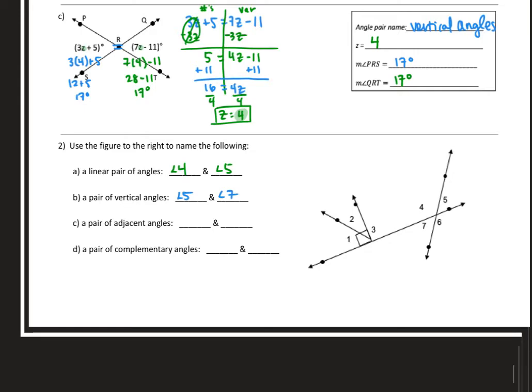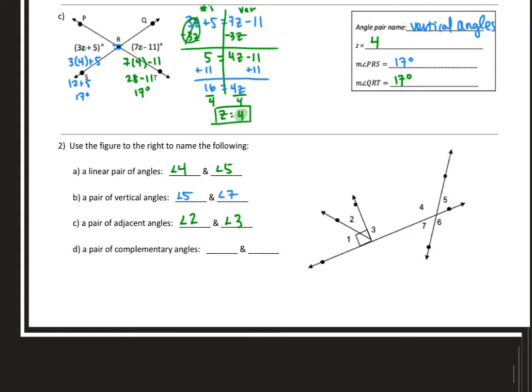Adjacent angles. Remember that adjacent just means next to, so we're just looking for two angles that are next to each other. So for instance, angle 2 and angle 3 are right next to each other. There's nothing in between them except for this ray. So those would be considered adjacent angles. So angle 2 and angle 3.